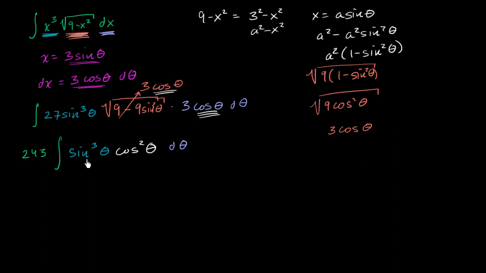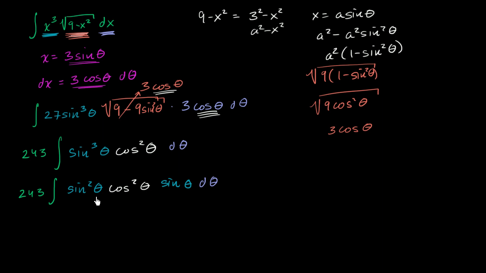And the key when you have powers of trig functions, especially when you have one of them as an odd power, what you want to do is separate one of those odd powers out so you can construct a u substitution problem. So let's do that. This is going to be equal to 243 times the integral of sine cubed theta. I can rewrite that as sine squared theta, cosine squared theta, and then I still have one sine theta right over here, d theta.